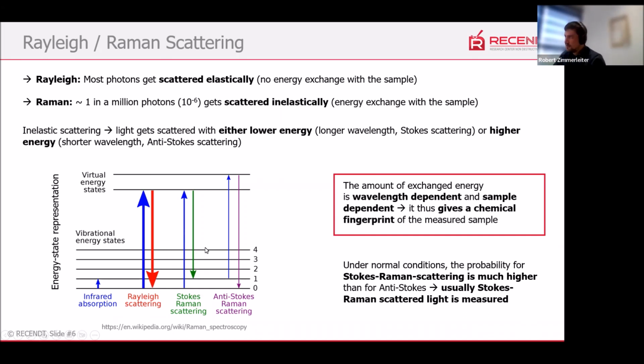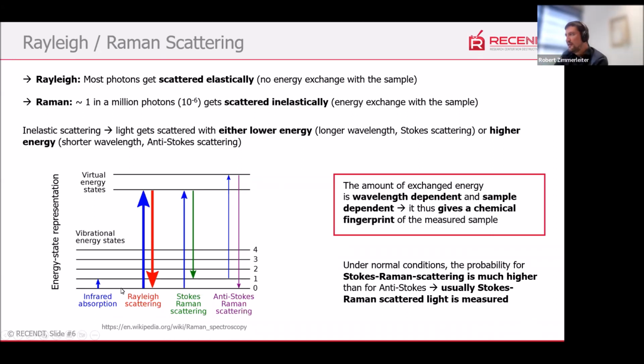In the Stokes-Raman scattering case, we go from a low energy state to this virtual state, and then we go back to a higher energy state, here to the first state in this case, which means the arrow of the photon going in is longer than the arrow of the photon going out, which means the energy of the incoming photon is higher than the one going out. In the anti-Stokes-Raman scattering case, we have the opposite. We start from a higher energy level, go up and then go down to a lower energy level, which means the photon gains some energy.